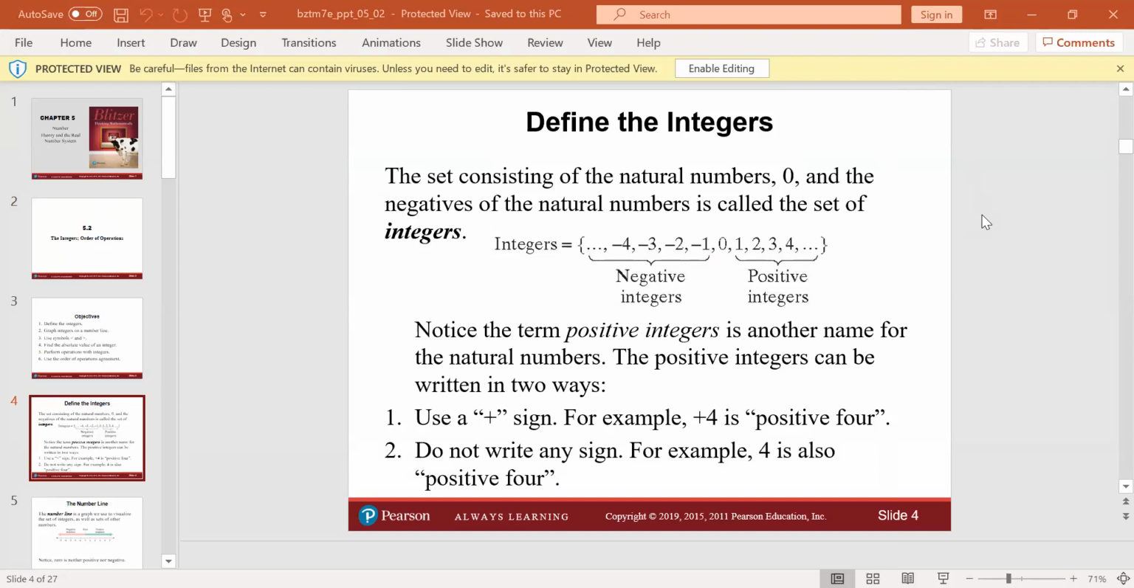Now, the cool thing about the integers, so last time we learned about the natural numbers, and we pretty much said, hey, the natural numbers are all the positive whole numbers, 1, 2, 3, 4, 5, 6, 7. But wait a minute, Josh, we can't forget about those negative numbers. Negative numbers are very important. A negative number, depending on the context, can mean a loss.